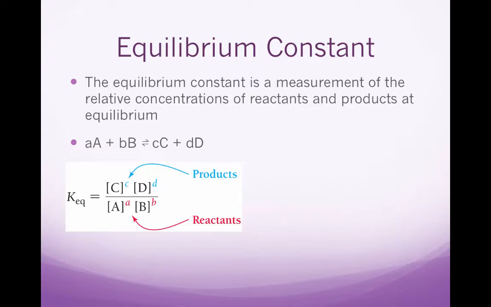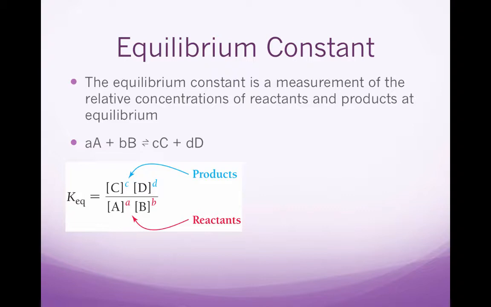The equilibrium constant is a measurement of the relative concentration of reactants and products at equilibrium. So if we have this reaction, aA plus bB yields cC plus dD, where the lowercase letters are molar coefficients and the uppercase letters are reactants and products, our equilibrium constant Keq is equal to the concentration of the products raised to their molar coefficients divided by the concentration of reactants raised to their molar coefficients. So it's always products over reactants. And one thing to note is these are concentrations at equilibrium. They're not initial concentrations or concentrations before equilibrium is reached.